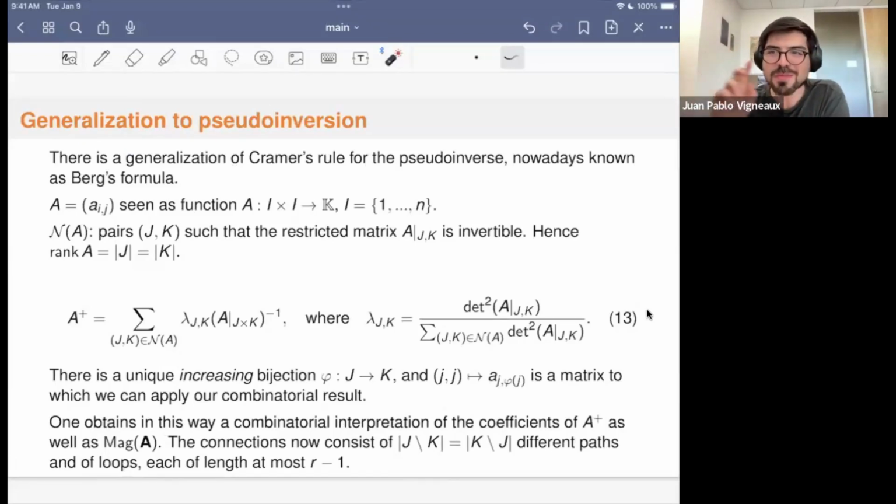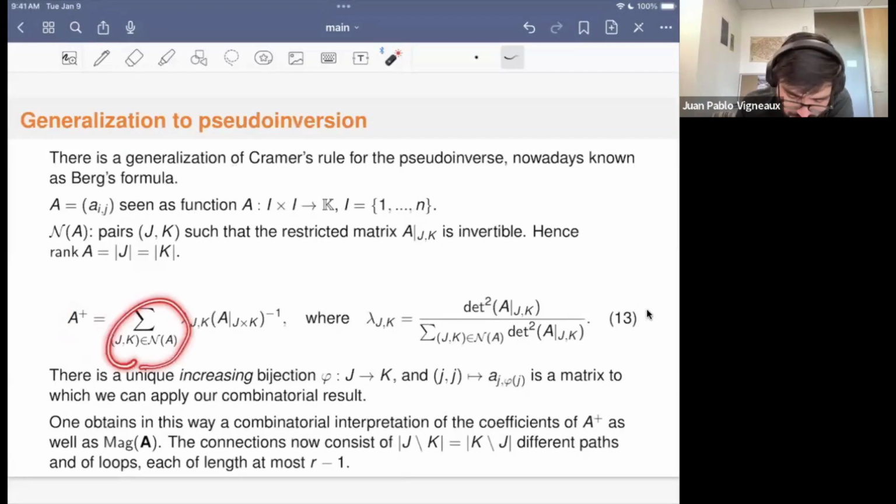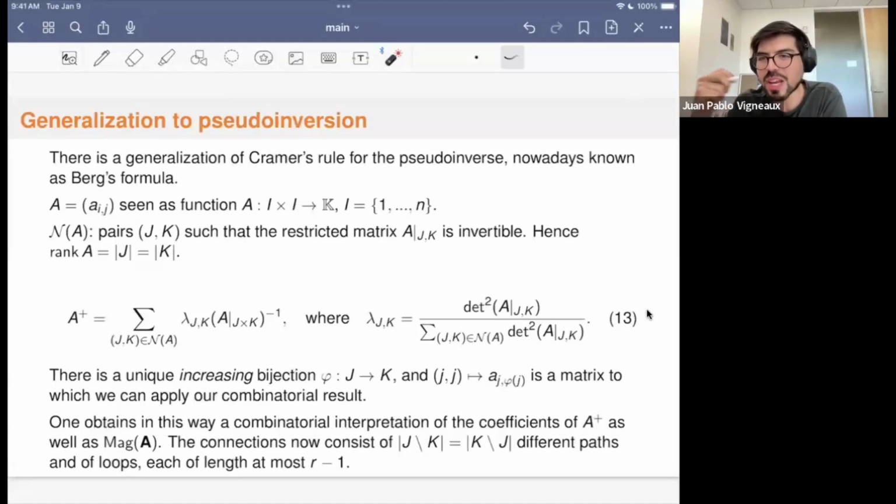And the last slide is that this can be generalized to the pseudo inverse. So it's still not finished, but there is something here. And it's because the Cramer formula itself has a generalization to the pseudo inverse. In the case of the pseudo inverse, indeed you can write the pseudo inverse as a convex combination of inverses. And for each one of those inverses, you can apply this Cramer formula. So this is called Doty's formula, this expansion of the pseudo inverse as a convex combination of invertible submatrices.